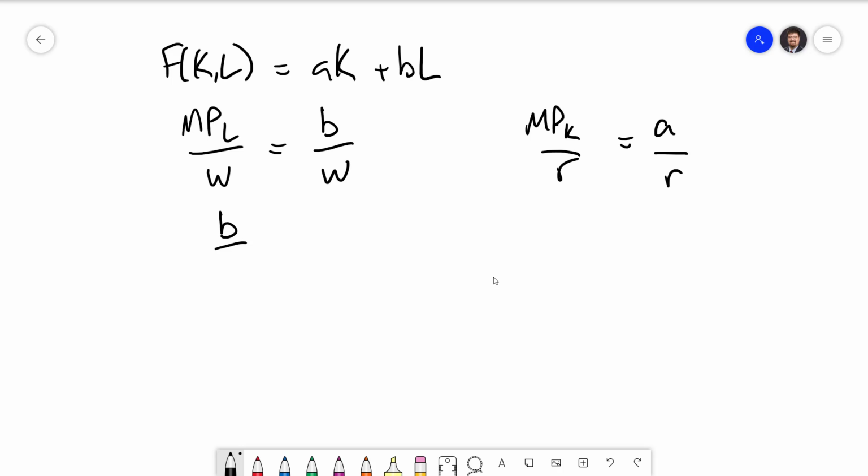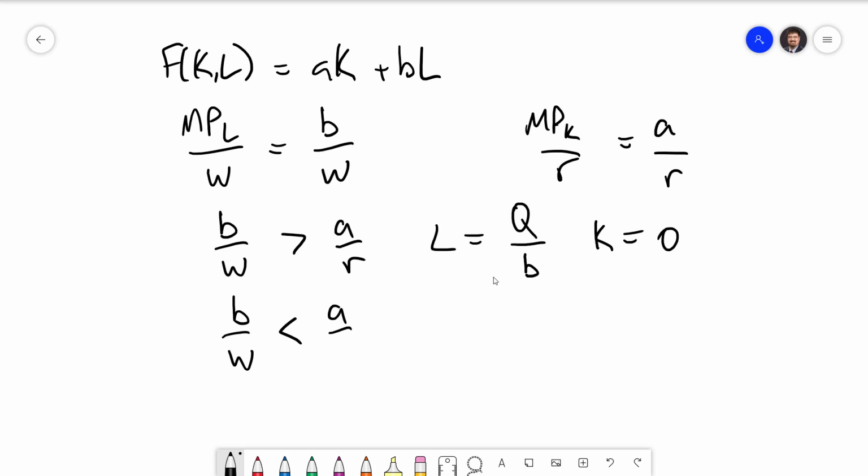We could have B over W greater than A over R. Remember that this means use more labor, since it's a better deal. Since these are constants, labor is always going to be the better deal, so this means to produce Q units of output, we need to have labor equal to Q over B. We're going to use all labor, and we're going to have K equals 0. Remember that each unit of labor produces B units of output, so if we're going to produce Q, we need Q over B.